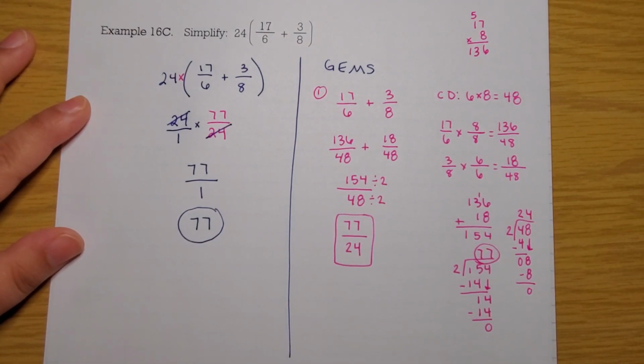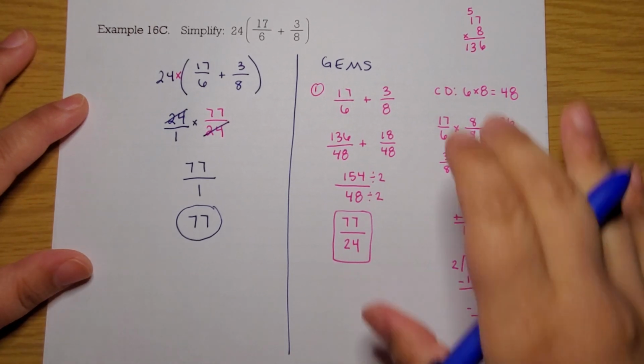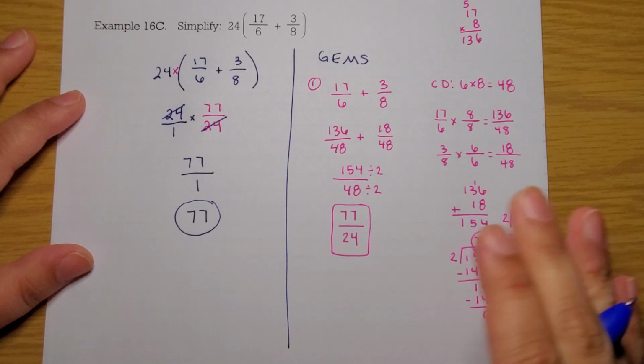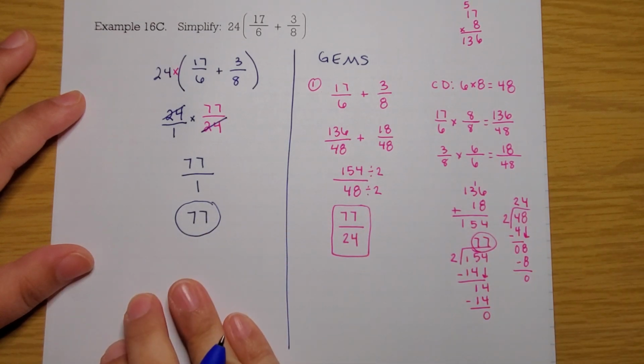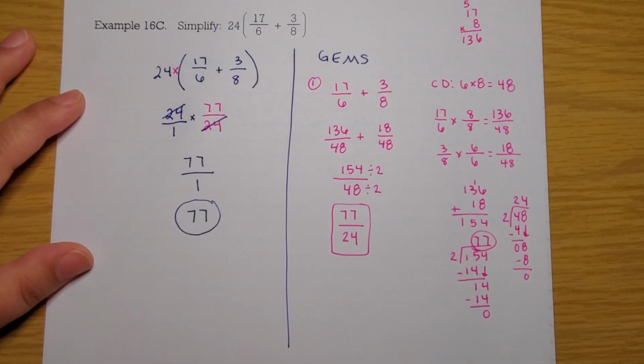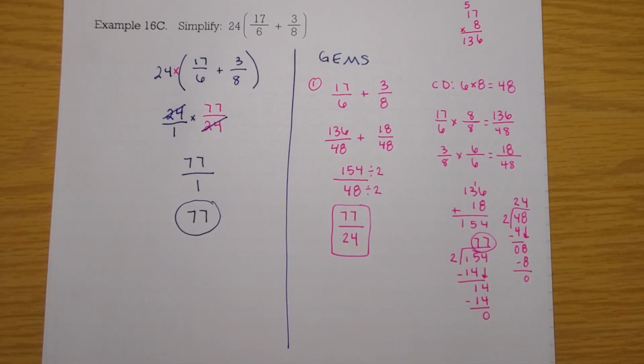Ta-da! Okay, so first step, very arduous, very time consuming. But the second step, actually not too bad because we had this little cheat code here. So if we didn't have that little cheat code, then I would have to multiply like we did in the previous examples.